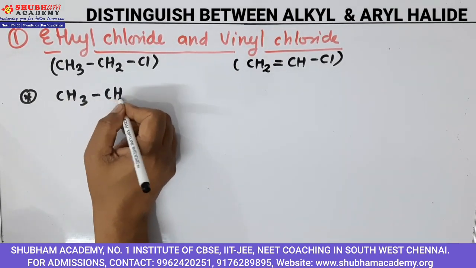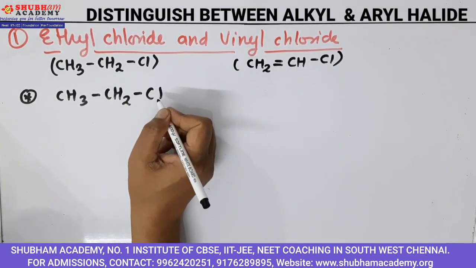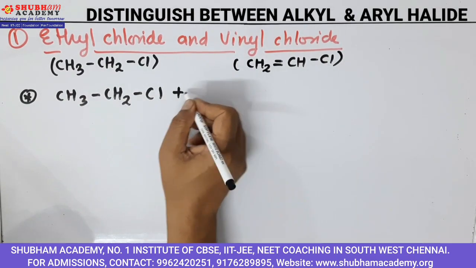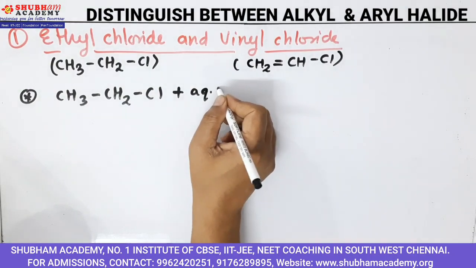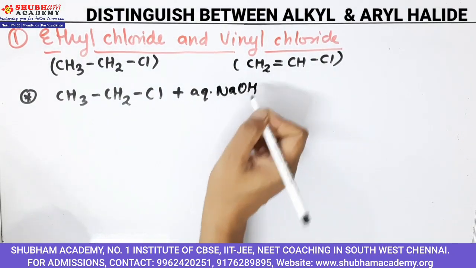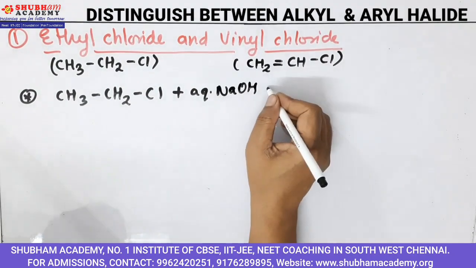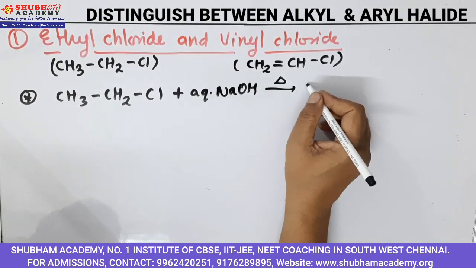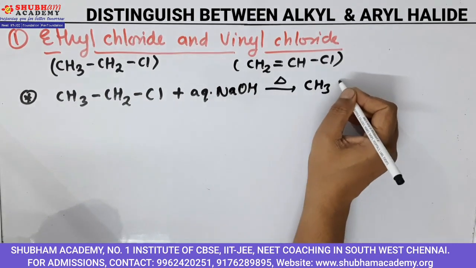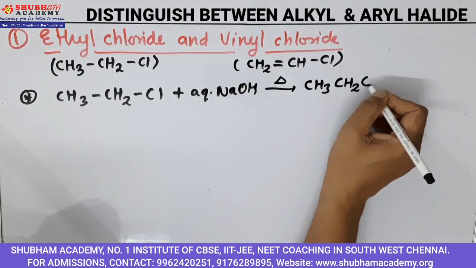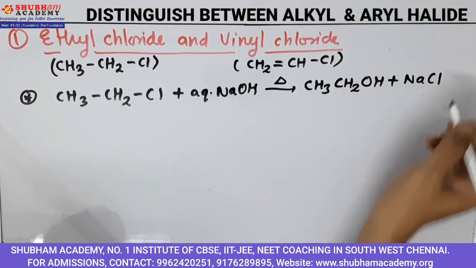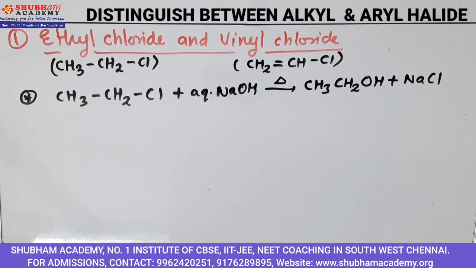CH3, CH2, Cl, okay. We are treating this with aqueous NaOH, right. We are heating it. So what we will get? We will get CH3, CH2, OH plus NaCl, right. Now how this reaction is taking place?